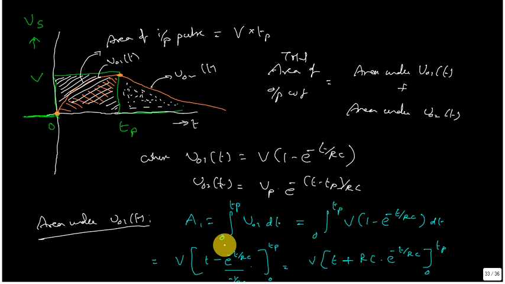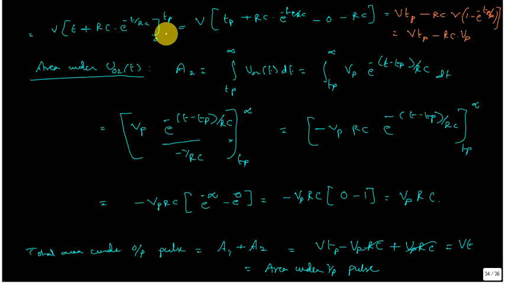V is a constant kept outside. The integration of 1 is t, and the integration of e power x is again e power x divided by the differentiation of x. So this is 1 by RC, minus 1 by RC, and the minus signs cancel, it becomes plus, minus into minus, and next RC into e power minus t by RC with limits 0 to Tp. Now substitute the limits and simplify. After substituting the limits and simplifying, you will get A1 as V into Tp minus RC into V1. This is the first equation.